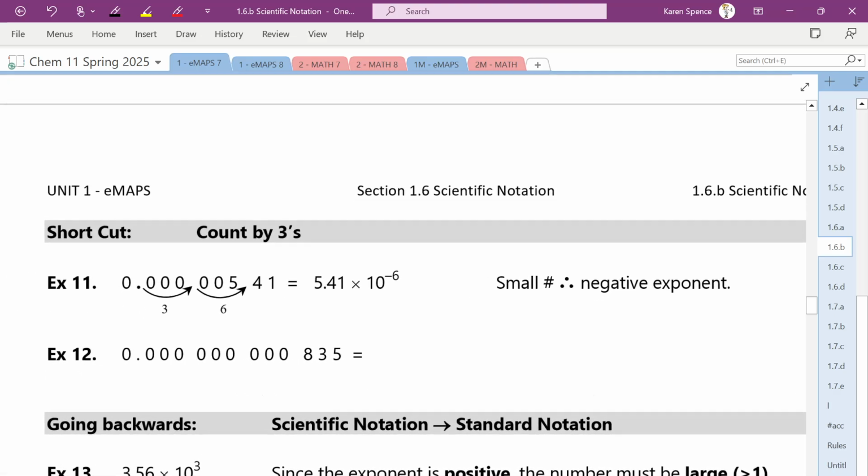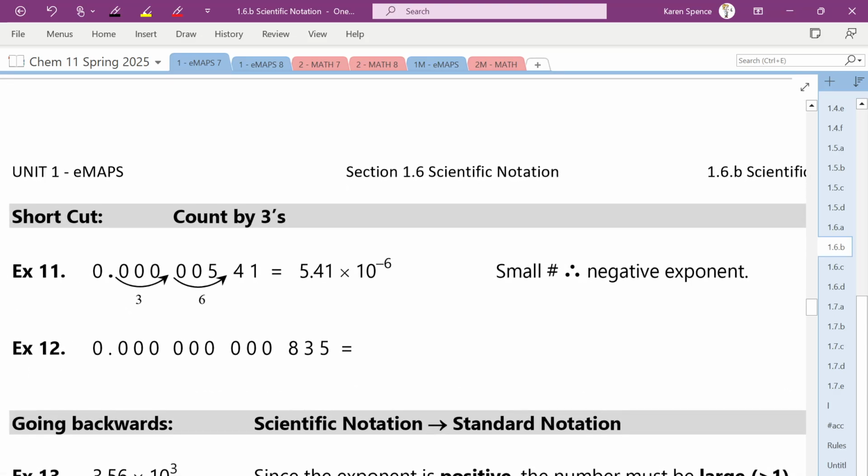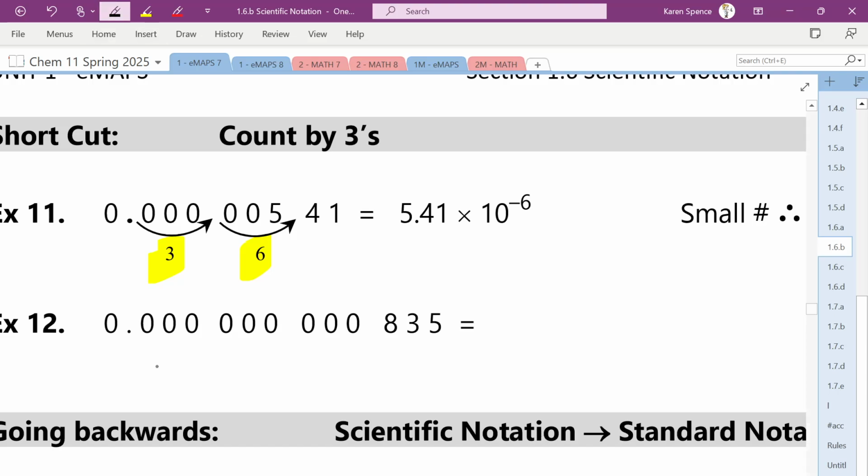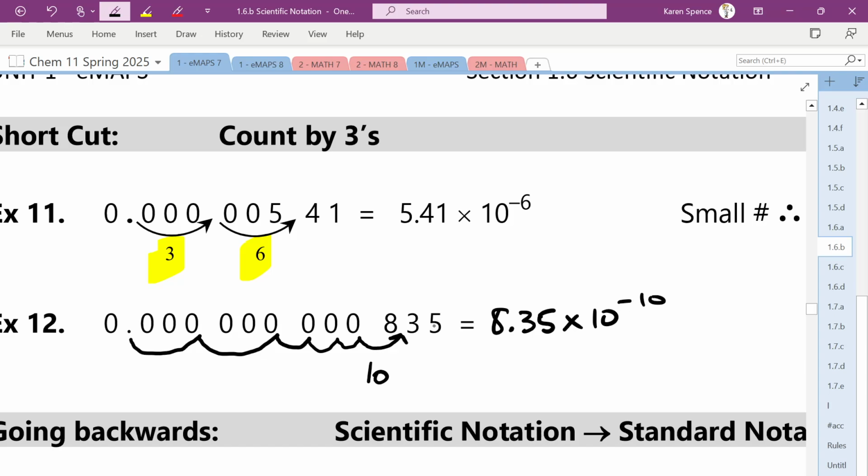Again, you can count by threes. That just makes your life faster. 3, 6. So that would be 10 to the negative 6. Example 12, 3, 6, 7, 8, 9, 10. I don't know why I did that one. Anyway, that's 10. So that would be 8.35 times 10 to the negative 10. What if I put a 0 here? What would I have to do if I added that 0? I would have to add a 0 here as well.